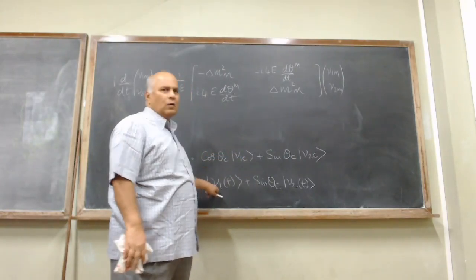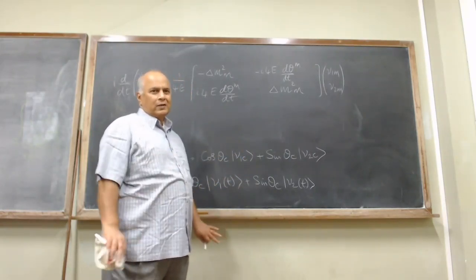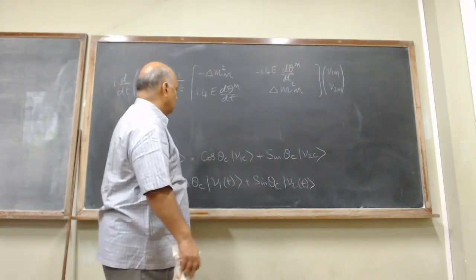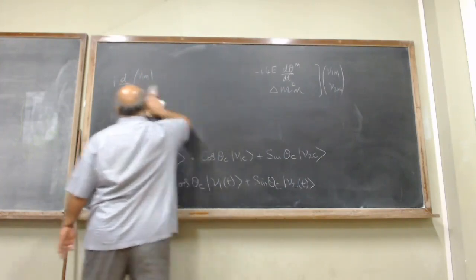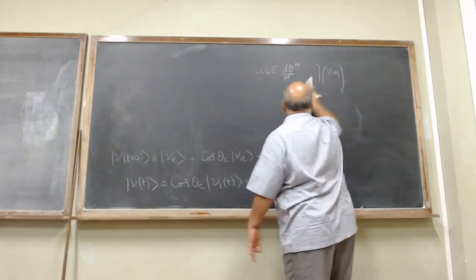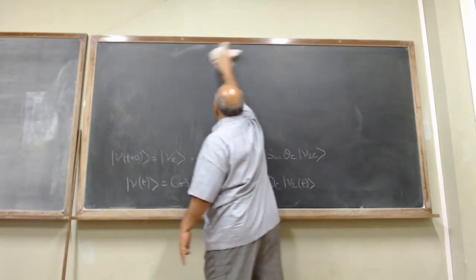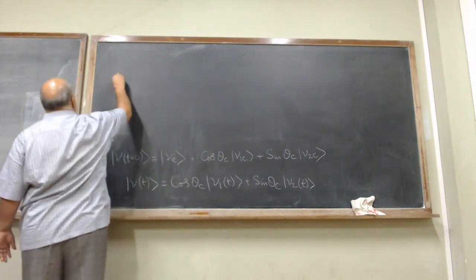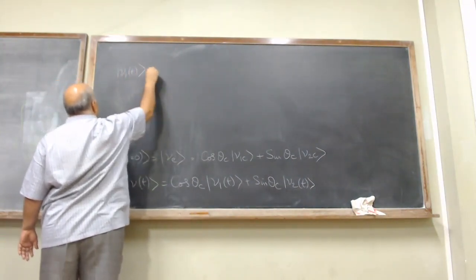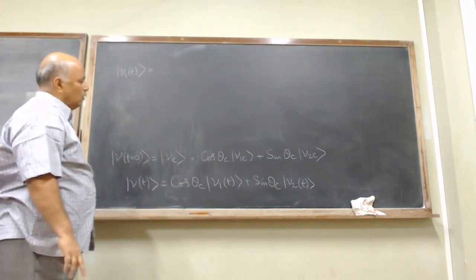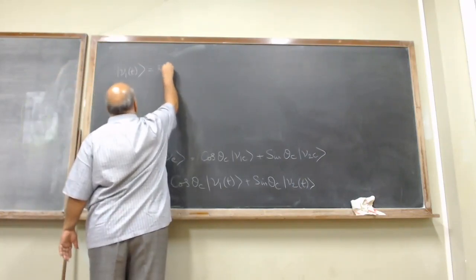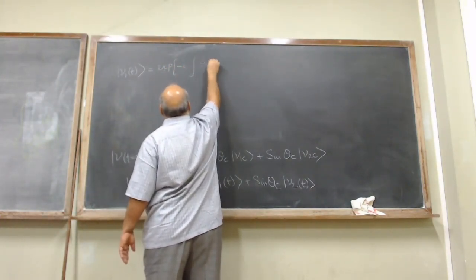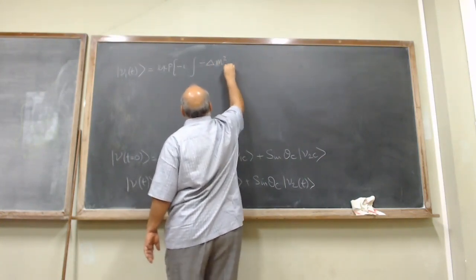nu1c is evolving into the lower mass eigenstate at time t. What is this? This is exponential minus i integral minus delta m square m.